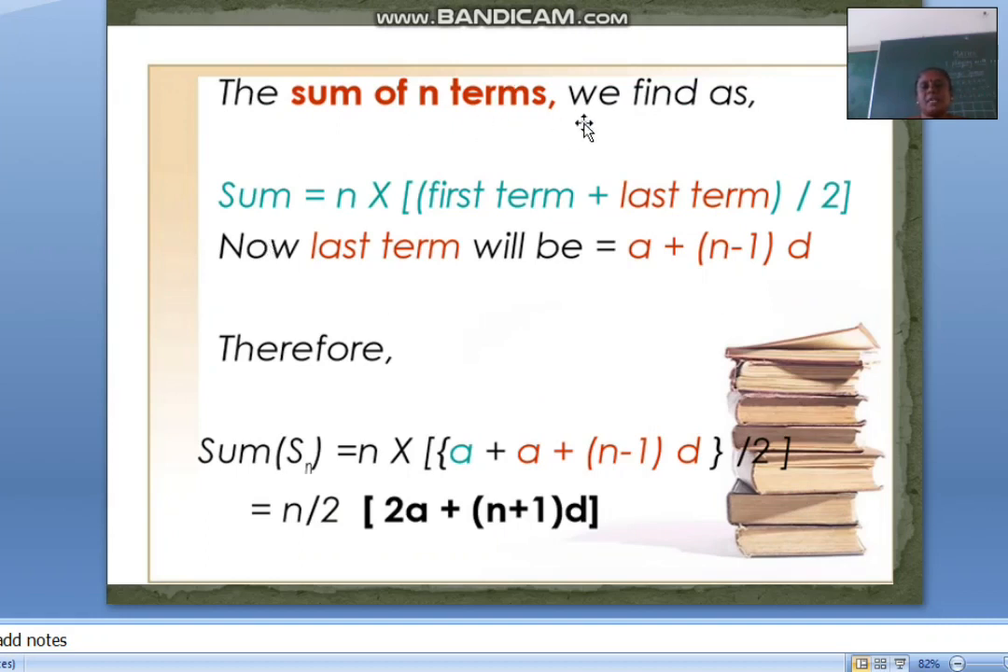The sum of n terms. We don't know that formula yet. The sum of n terms we find as S equals n into (first term plus last term) divided by 2. Now the last term will be a plus (n minus 1) into d, we know that. Therefore, the sum of n terms is equal to n by 2 into (a plus a plus (n minus 1) into d), which is n by 2 into (2a plus (n minus 1) into d). This is minus, not plus.